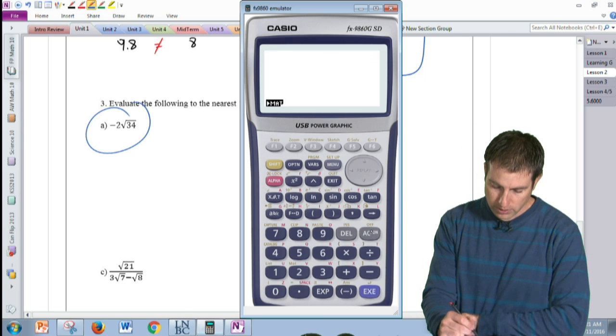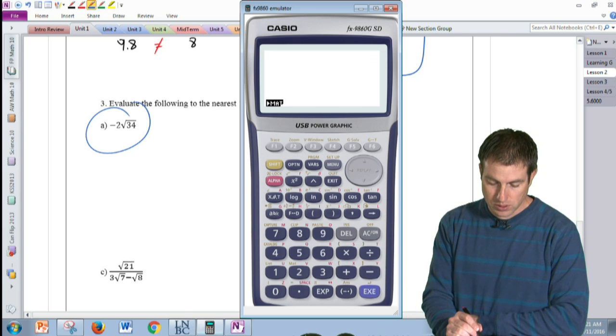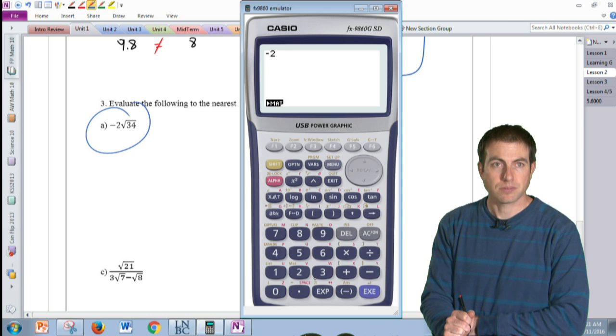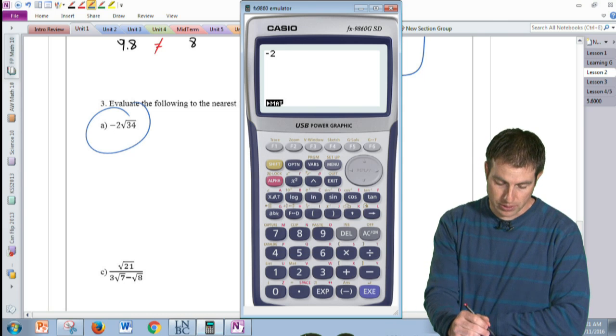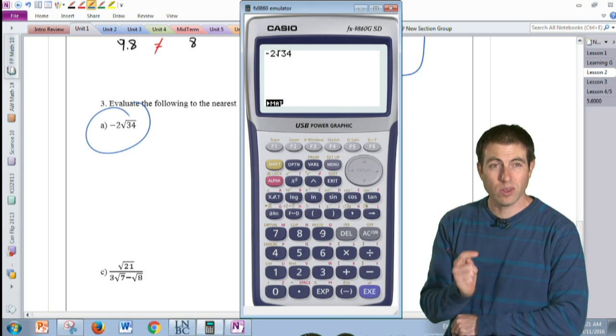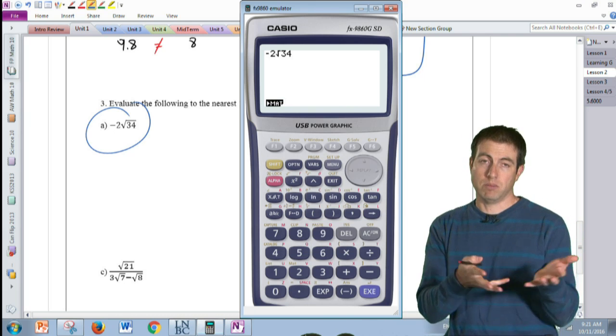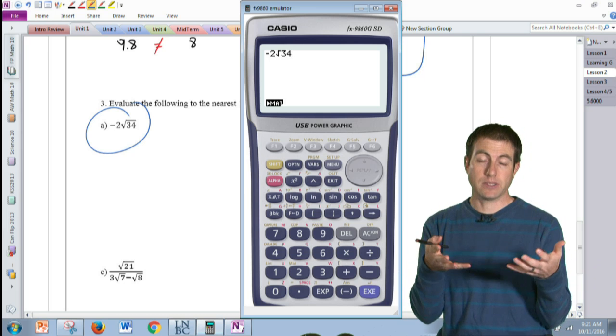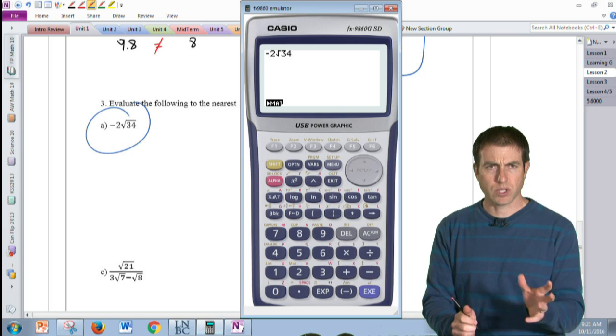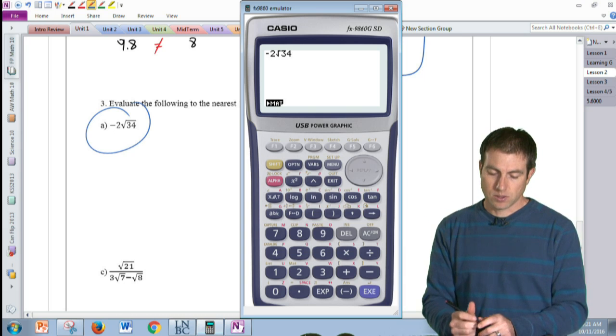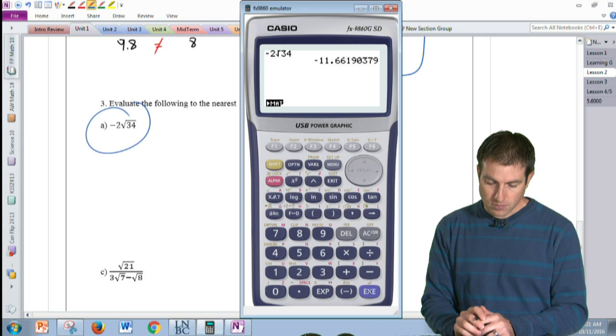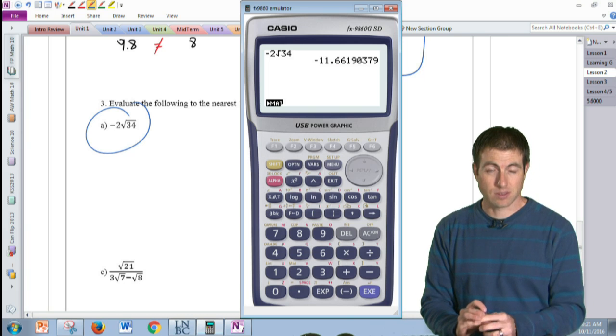Everything's good. All right, so what I'm going to do is I'm going to go -2, and then I'm going to put in the square root of 34. Because I know this calculator can just, I can just write it in as I see it, and it should give me the answer for something kind of simple like a. So let's see what that equals. -11.66 to the hundredths place.